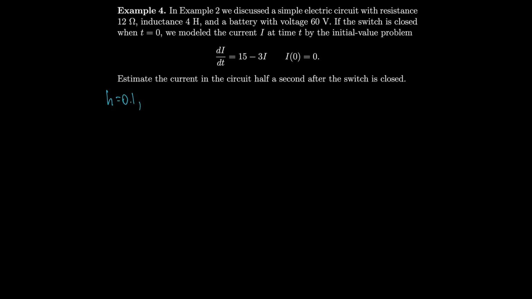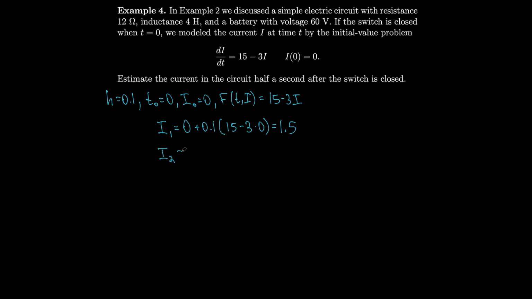So h, let's choose to be 0.1 again for our step size. We'll start at time 0, and we'll start at I of 0, which is 0, and we will look at f of t, I, which is the right side of our differential equation. So let's use Euler's method. Let's look at our next I value, I1. That's going to be our previous one, 0, plus our step size 0.1 times 15 minus 3 times our I value of 0, because that's what our previous I value was. So that's 1.5.